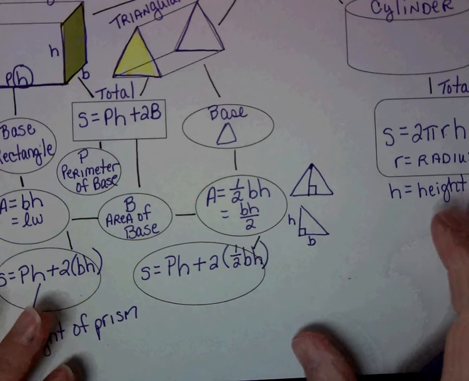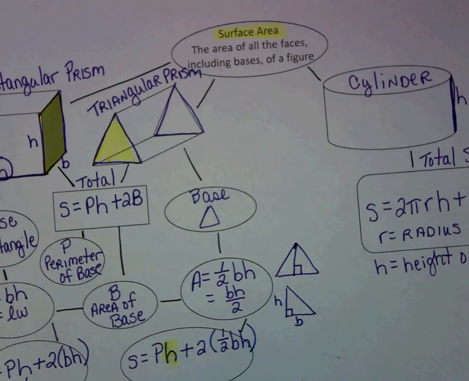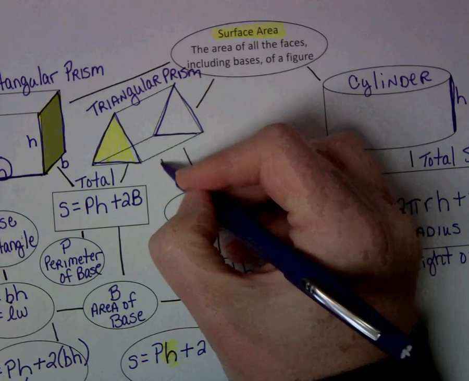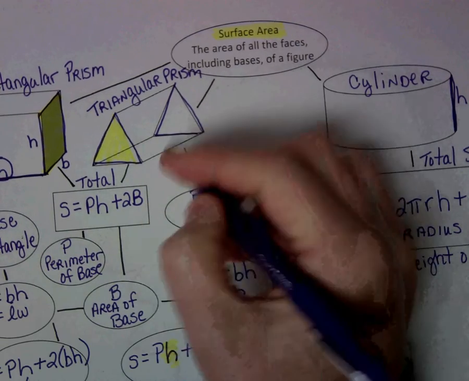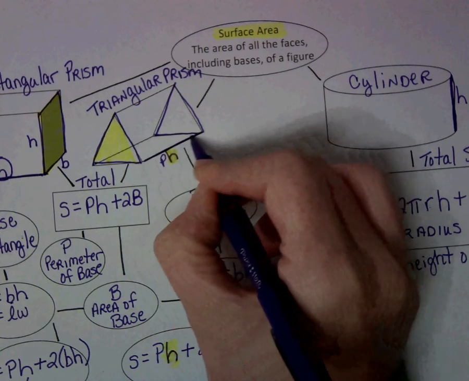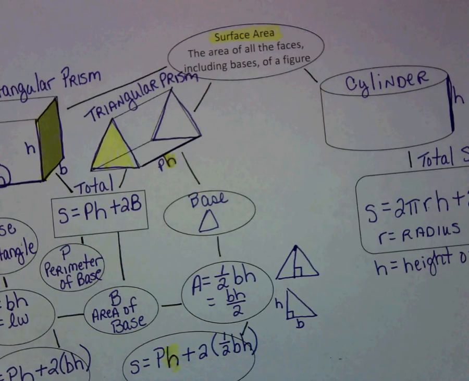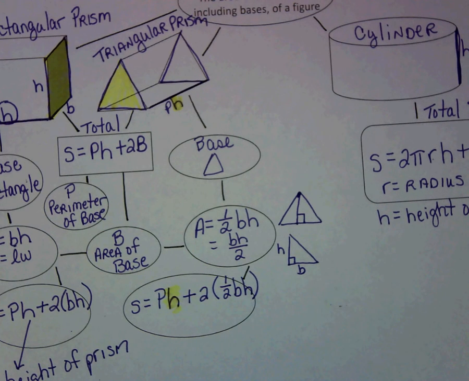So the good news is we're going to do this in pieces. Again, I want you to know that this H with the P, remember, is from base to base. So base to base, this would be the height of our prism. Okay, and so hopefully this will help you start thinking through surface area.